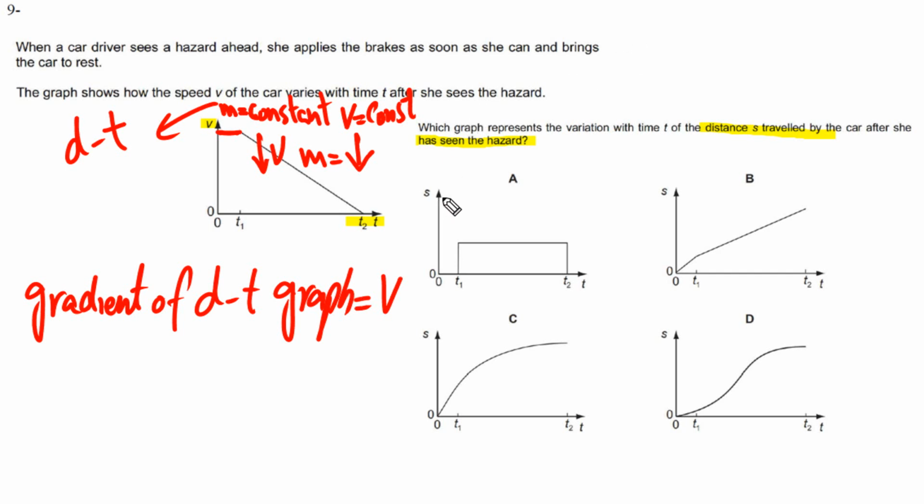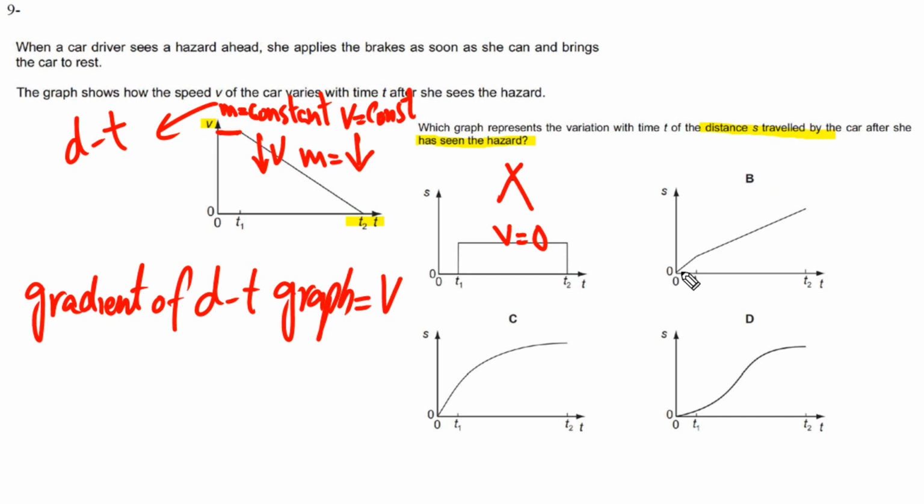Now if you look at option A, this is simply telling us that s is not changing with time. So this is absolutely not a possible answer. It means simply the object is at rest, meaning the velocity is equal to 0. So this is not a possible answer.